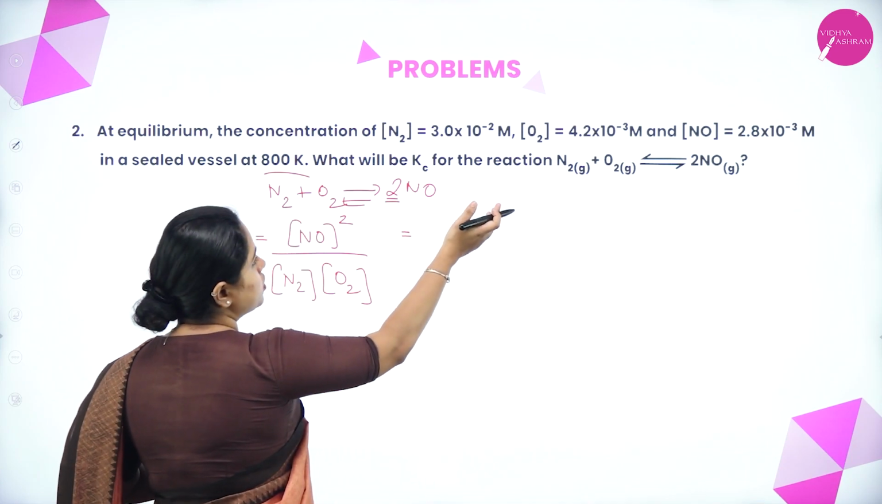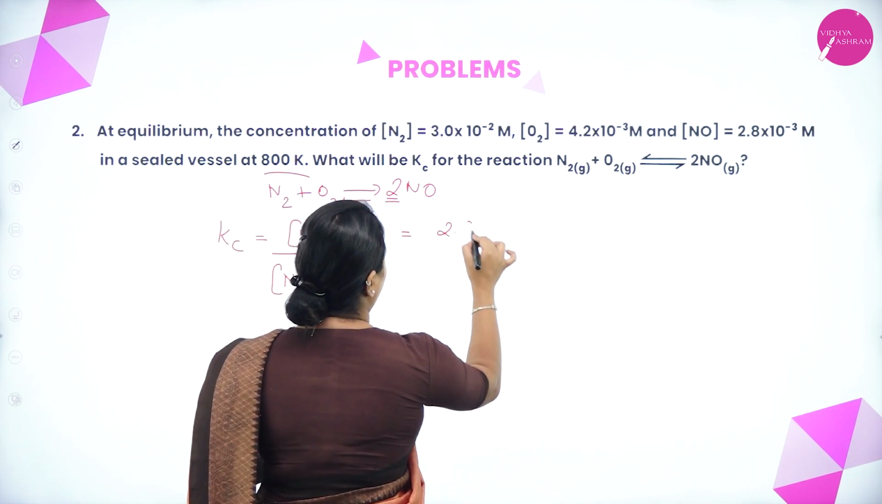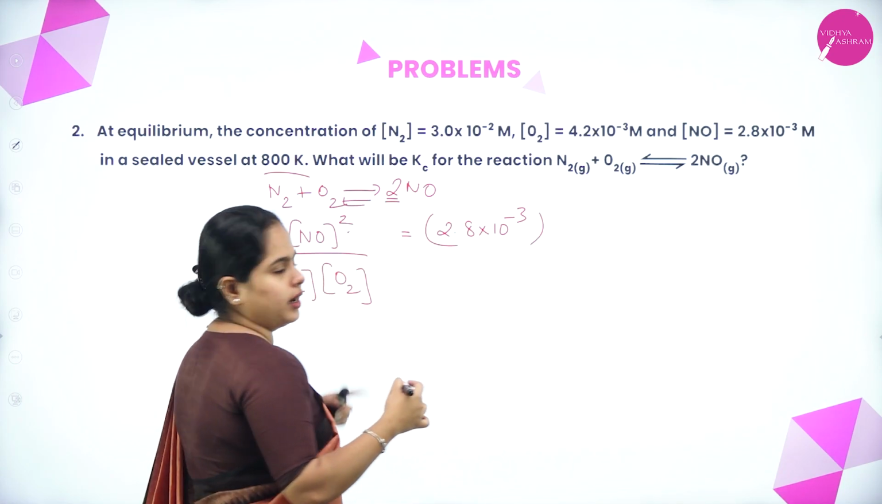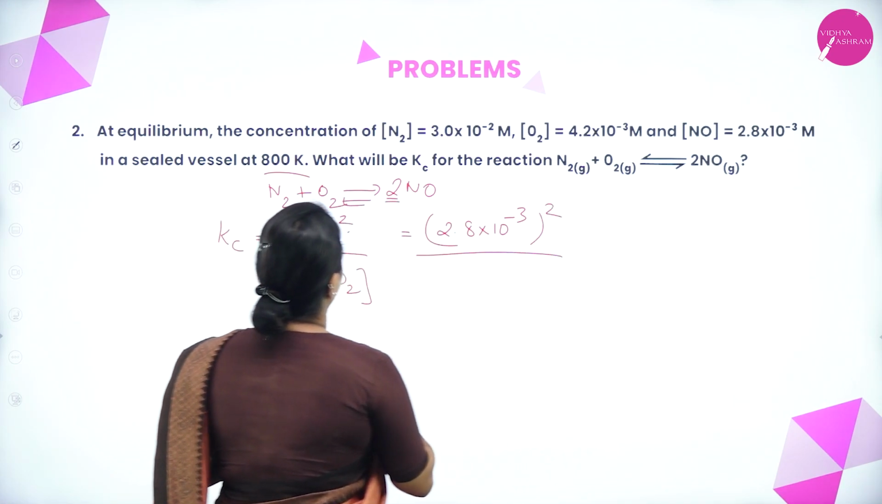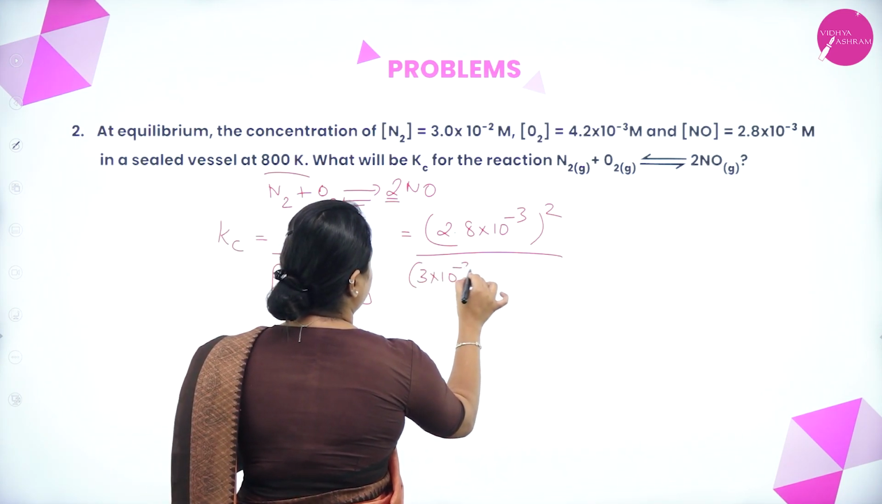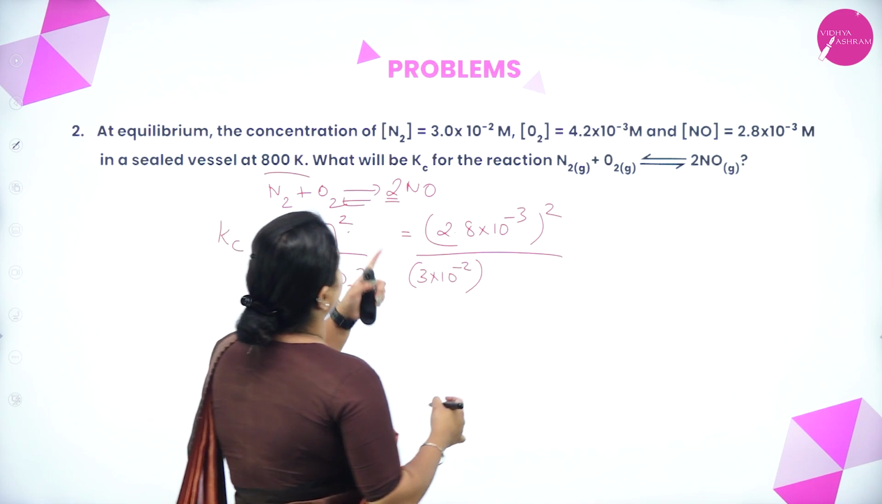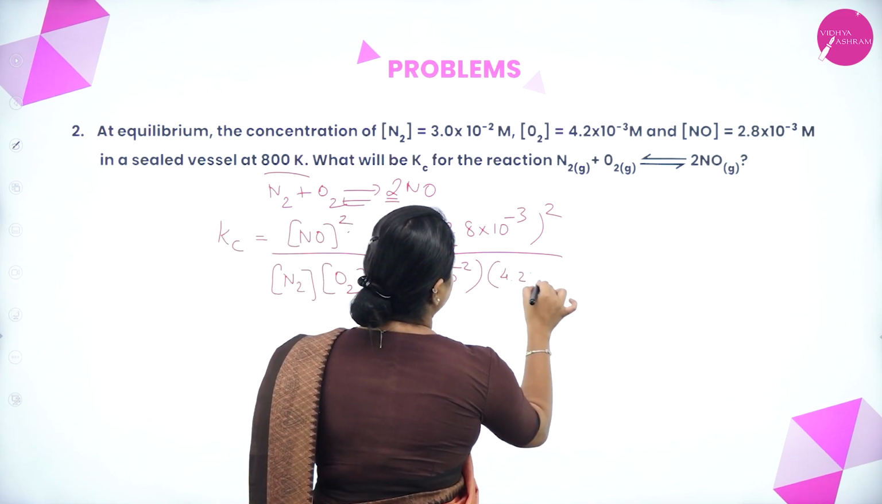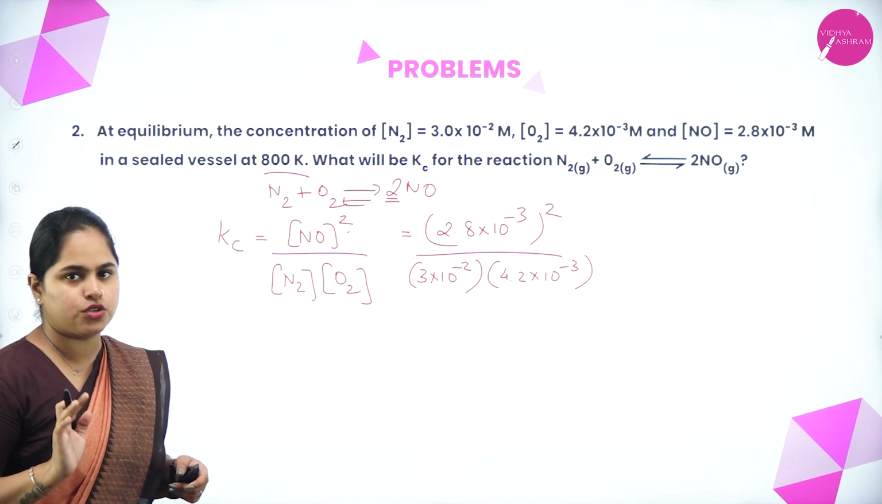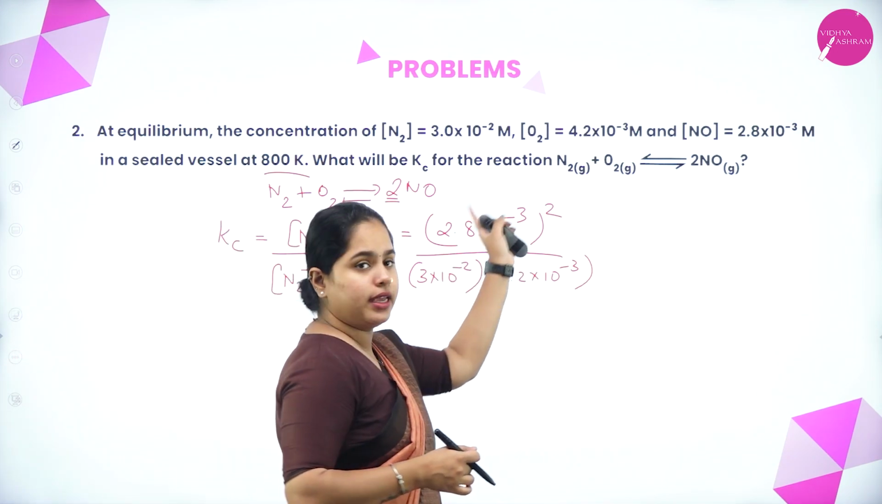Now, what is the molar concentration of nitrogen oxide? It is 2.8 into 10 to the power minus 3, whole square, divided by, what is the concentration of nitrogen? It is 3 into 10 to the power minus 2. And what is the concentration of oxygen? It is 4.2 into 10 to the power minus 3. So till here I hope it is clear. We substituted the values. Now we have to take the square of it.